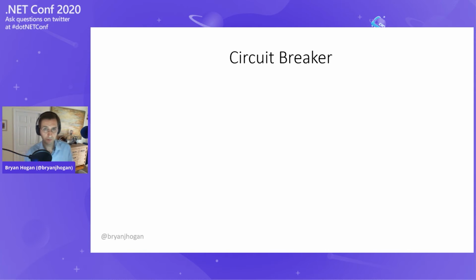The next policy is a circuit breaker. So this is quite like the circuit breaker in your home, or in some countries, they're referred to as trip switches. It cuts the connection when a problem is detected. Circuit breaker has 3 states.